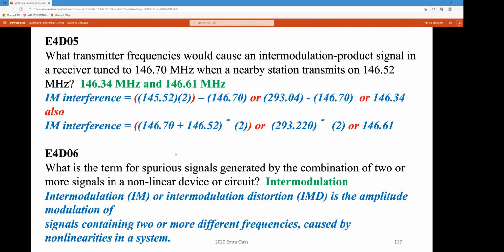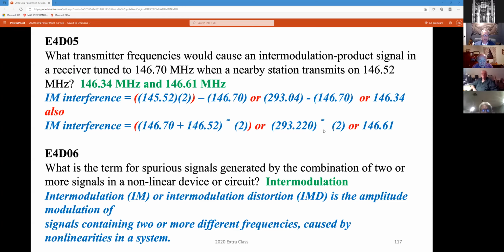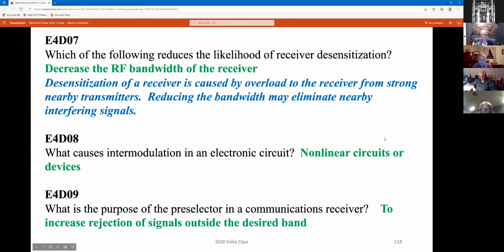Okay. All right, question 6. What is the term for spurious signals generated by the combination of 2 or more signals in a nonlinear device or circuit? And that is intermodulation, what we were just talking about. Which of the following reduces the likelihood of receiver desensitization? Decrease the RF bandwidth of the receiver. Eliminating those nearby interfering signals.